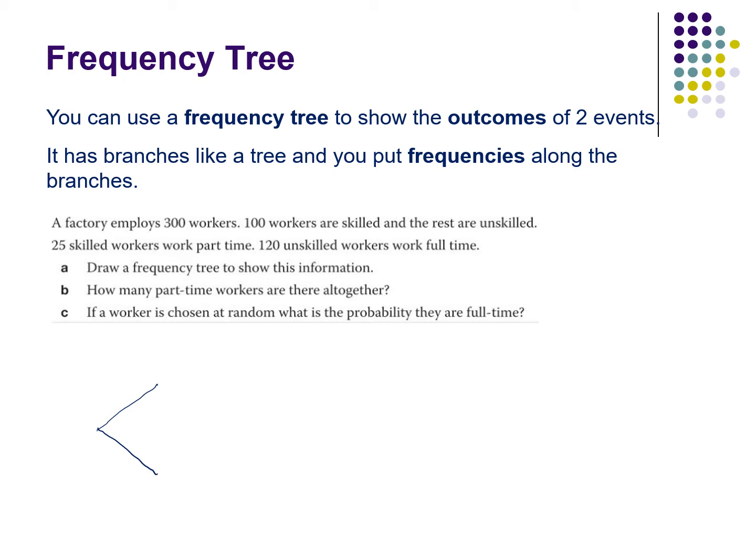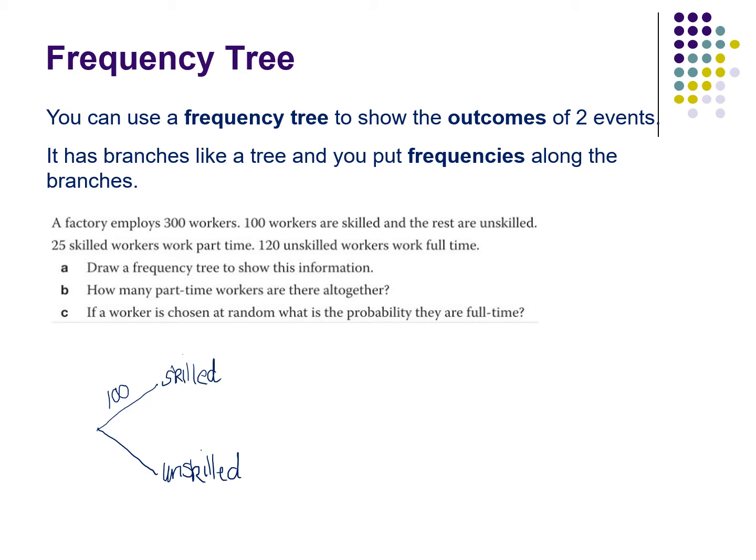So what we do is we write at the end of the branch what outcome or what thing we're looking at. So our workers can be skilled or they can be unskilled. So we draw two branches because there's two different types of workers. Okay, and at the end of the branches we say what those types of workers are. Now here's where we represent the numbers along these branches. Okay, so 100 of them are skilled, so we'd write our 100 there. And it says the rest are unskilled.